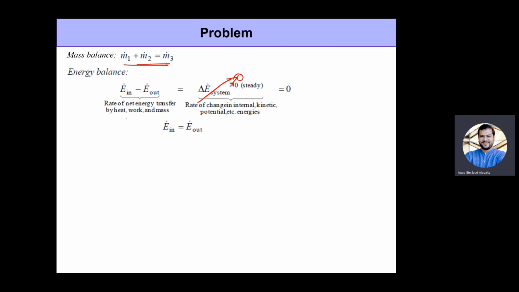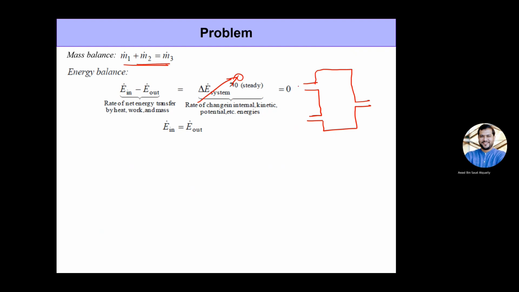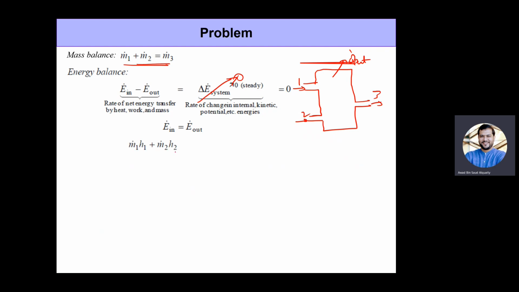Looking at the mixing chamber, we have two inlets and one exit. We can easily note down the energy balance. What is coming in comes from two inlets, so that's m dot 1 h1 plus m dot 2 h2. This should be equal to what is going out: the energy going out through one exit at state 3, and the Q out. This is the only thing that's available to us.